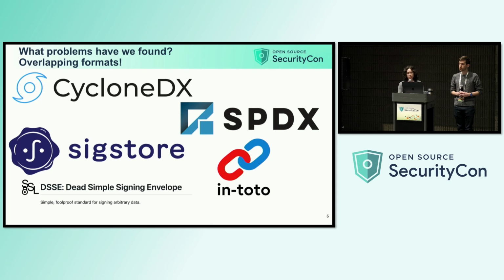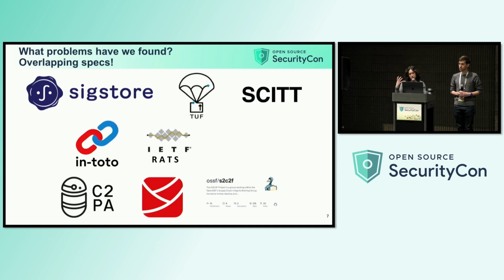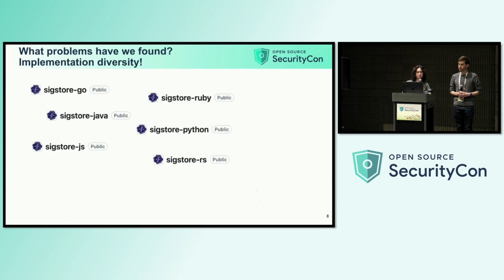Other examples that we show here that have overlapping data formats are Sigstore, in-toto, and DSSE, or Dead Simple Signing Envelope. And these several formats also come with their own specifications, their own frameworks, and so again, there are different specifications for different aspects of software supply chain security, like signatures, attestations, provenance, and it's not always clear which one to pick and what tools should implement.